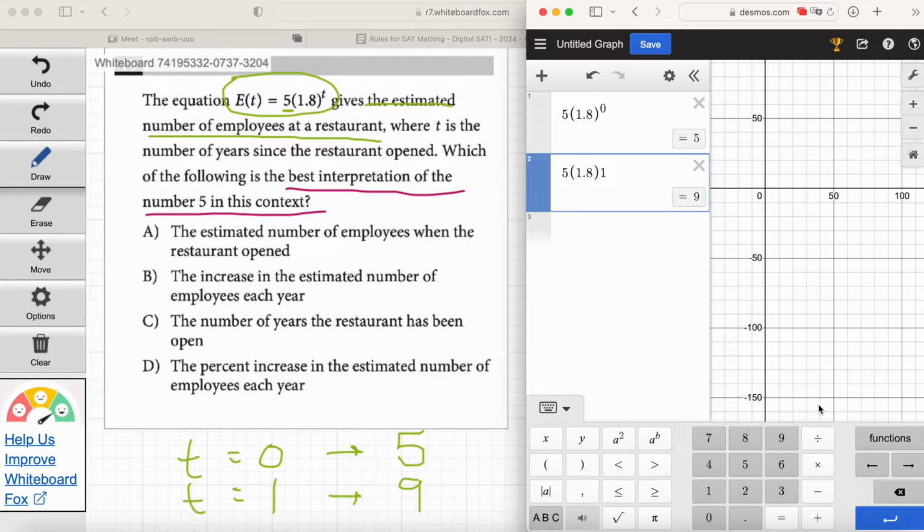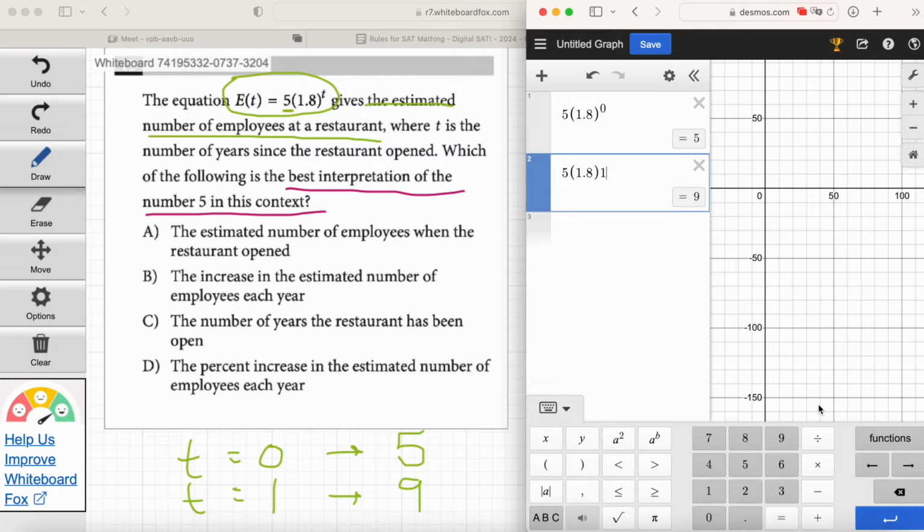Go ahead and read answer choice A for us, please, Ruby. The estimated number of employees when the restaurant opened. Is that the best interpretation of the number 5, or a possible interpretation of the number 5? No. Why not? Hold on, I'm trying to think of a way to say this where it's not confusing. What is the number of employees when the restaurant opened? We know it. What is it? It's 5. So could that be the best interpretation of the number 5, the estimated number of employees when the restaurant opened? No.